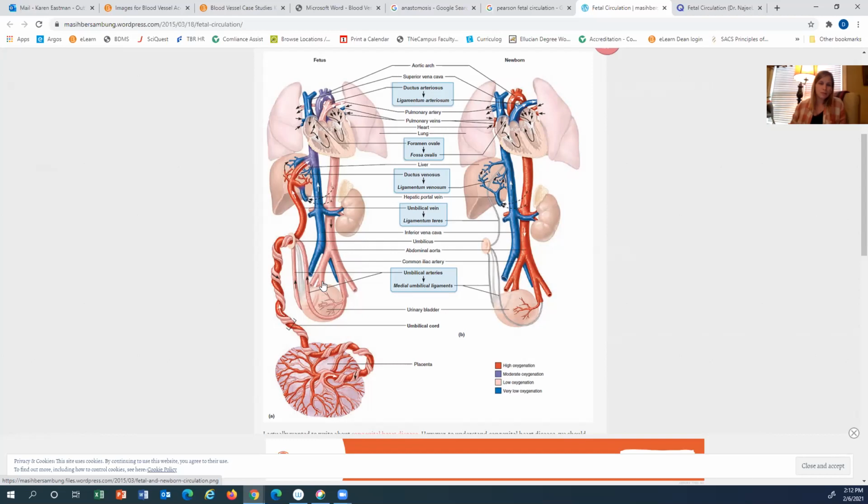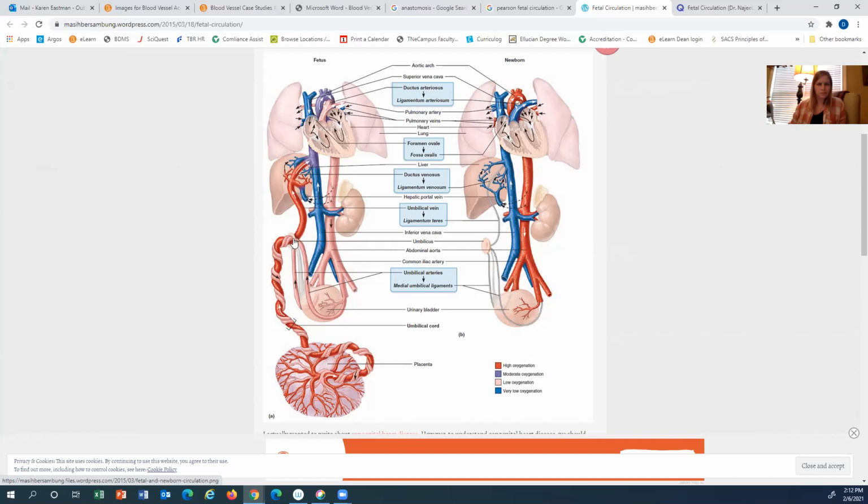Now, it's the umbilical arteries that are coming off of this internal iliac. So here's common iliac, external iliac, internal iliac. Umbilical arteries are coming off of that internal iliac artery. So there's one on the left and one on the right. This is actually your urinary bladder. And they go up underneath the bladder, and then they come out right here at umbilicus, at belly button.